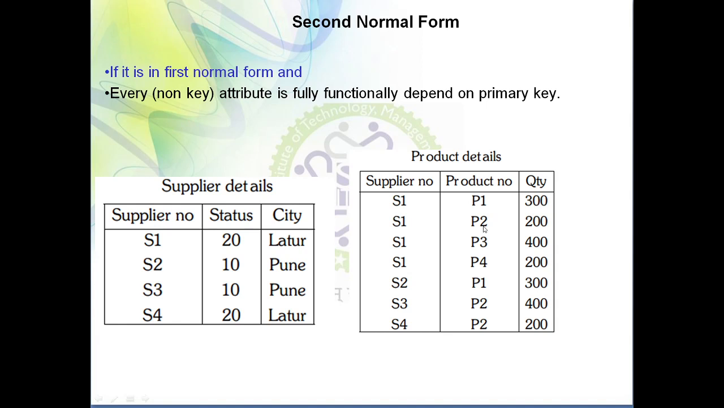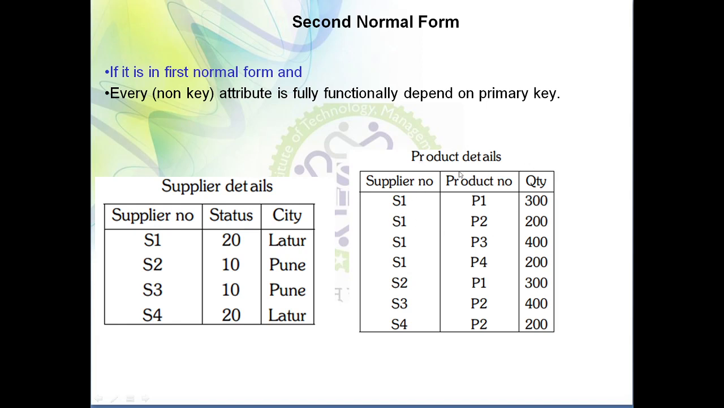Only having the value of product number, suppose the product is P2, can I uniquely say 200? No, because here 400 is also there. But suppose I take the combination of these two, then can I uniquely identify 300? The combination of S1 and P1 gives the value 300 uniquely. Yes, that means only the combination of these two can be used to find the value of the non-key attribute.